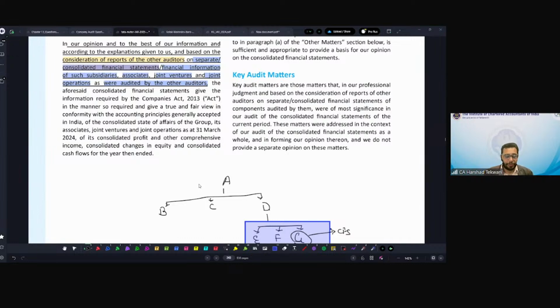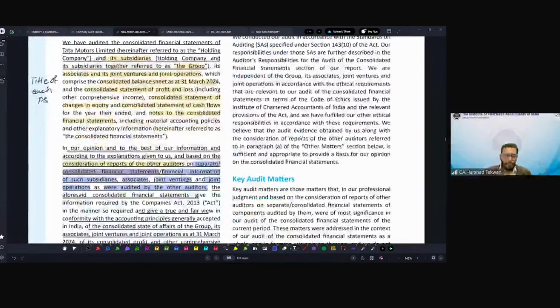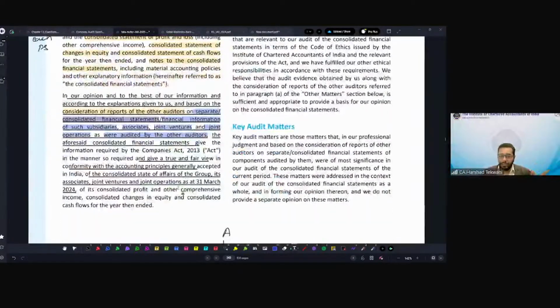And then you have the aforesaid consolidated financial statements, and the rest everything is the same: that they give a true and fair view in conformity with the accounting principles, and of the consolidated state of affairs of the group, associates, joint ventures, joint operations as on this particular date. So everything will be the same except for this particular part.